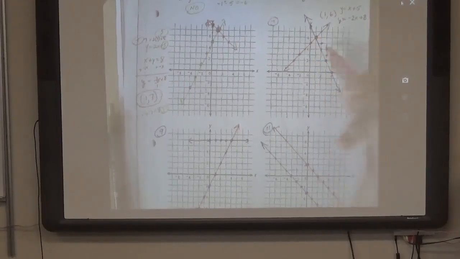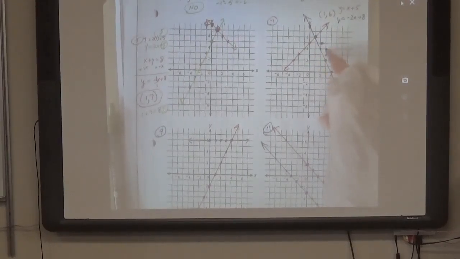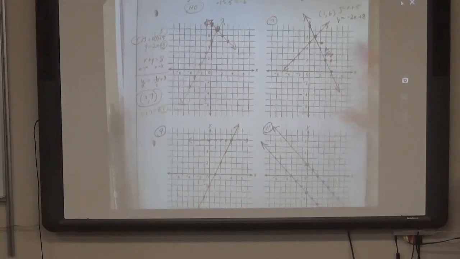And then ignore these points right here. I messed up when I was graphing this. It's down 2 over 1, down 2 over 1. So this is the line. It crosses at 1, 6. You put those numbers in, check your solution, what makes them both true. Any questions on that one?